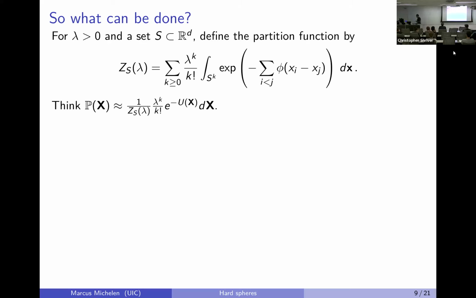Now I wrote this a little shaky, but the idea is the probability that I have a given configuration is going to be this probability here. So this is the normalizing constant, and this is the density. And this k here should be the number of points in X.